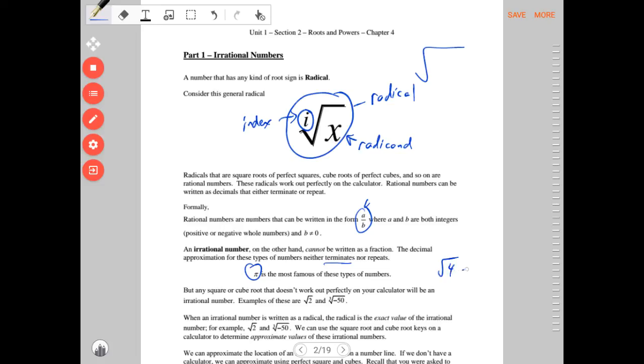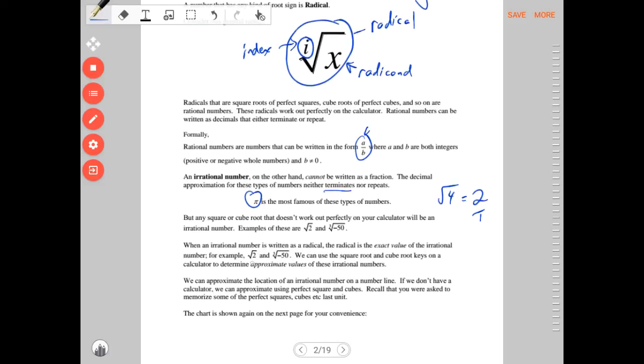Root 4, on the other hand, is 2, which works out perfectly. 2 can be written as a fraction, 2 over 1. So the square root of 4 is still a rational number. Okay? So when an irrational number is written as a radical, the radical is the exact value of the irrational number. The exact value of root 2 doesn't simplify anymore, so the exact value of root 2 is root 2. The exact value of the cube root of negative 50 is the cube root of negative 50.